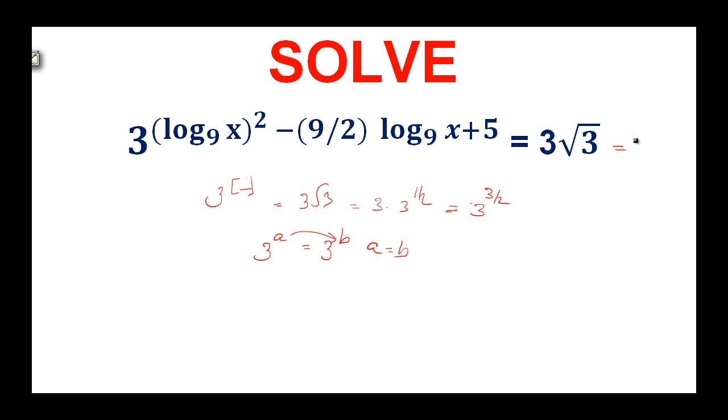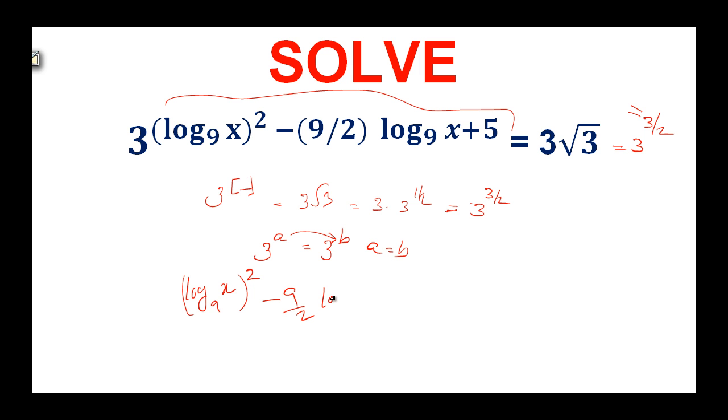Okay. Now using this property, from the given equations, we can write, we can match the exponents, that is, this is the exponent on the left side and this is the exponent on the right side. We can equate both of them. Then we get an expression like this: (log x to the base 9) square minus 9 by 2 log x to the base 9 plus 5 equals 3 by 2. Okay.